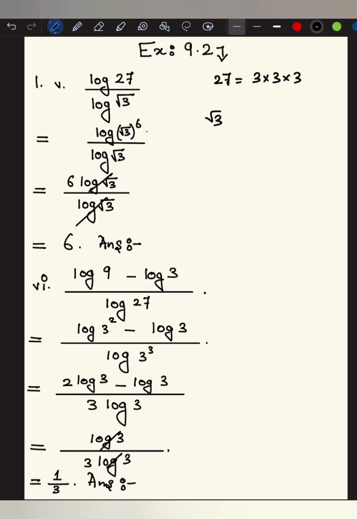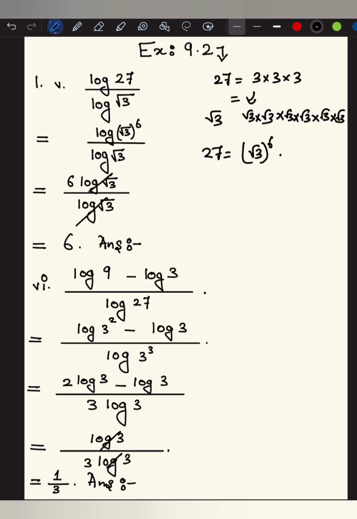Again, here it is root 3, it is not 3, so we need to express this 27 in terms of root 3. Now this 3 can be written as root 3 into root 3. So again this 3 will be root 3 into root 3, and again this 3 will be root 3 into root 3. So this 27 comes up to be root 3 whole to the power 6. Understood? That is what I have done. In log 27, I have replaced this 27 by root 3 whole to the power 6.